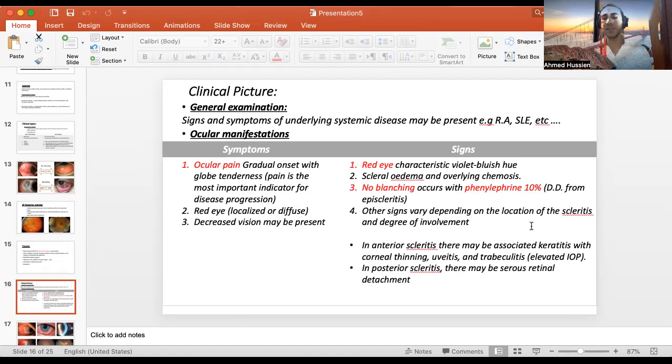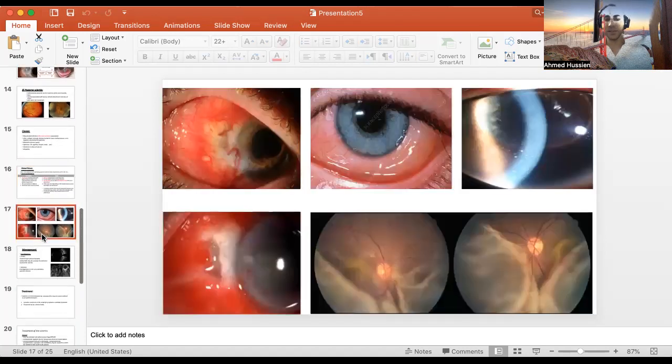Again, other signs depend on the location of scleritis. In anterior scleritis, there may be associated inflammation of the anterior eye structures, like cornea, corneal keratitis, or corneal thinning, or uveitis, and elevated intraocular pressure due to inflammation of the trabecular meshwork, trabeculitis. In posterior scleritis, again, there may be retinal detachment. Here are some of these signs.